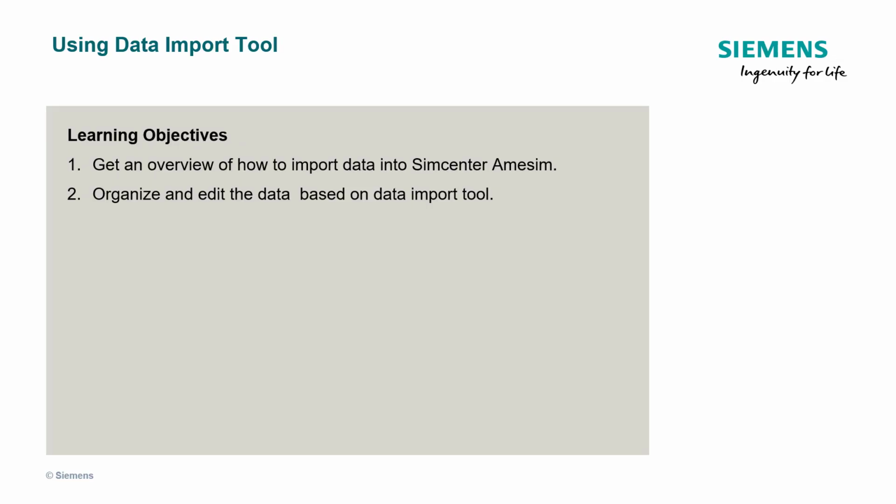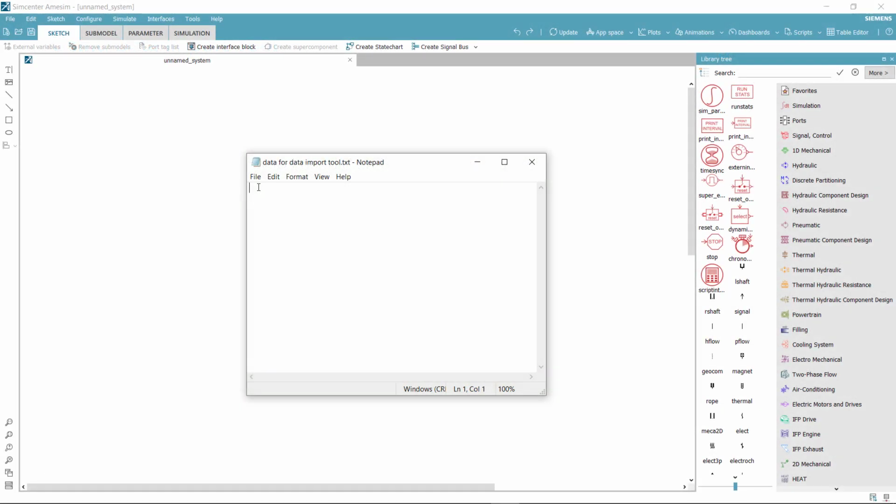Welcome. In this lesson, we will learn how to import data into SimCenter MSIM. Using the Data Import tool, we can perform any operation required to recognize the data. Let's prepare a raw data first. For example, in Notepad, we write some data using a colon. Then save the text file.